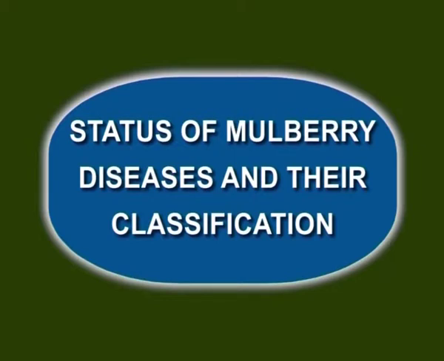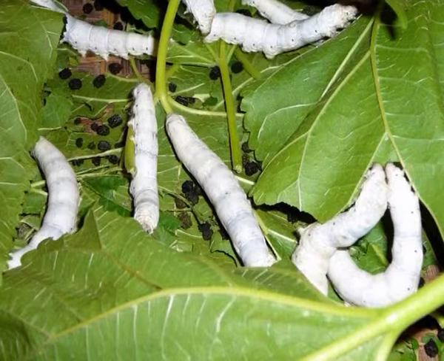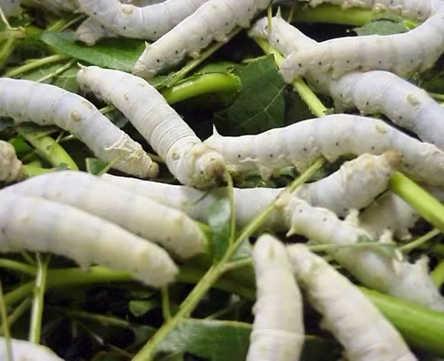Dear students, in today's lecture, let us know about the status of mulberry diseases and their classification. Mulberry, Morus species, the sole food plant of silkworm, Bombyx mori, is cultivated in both tropical and temperate countries under a wide range of ecological conditions.